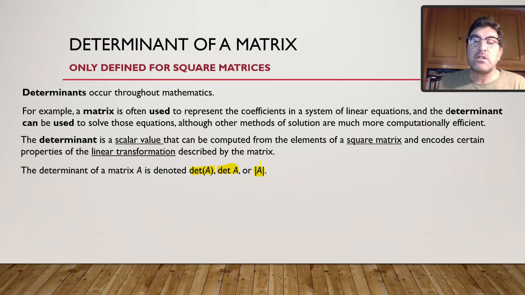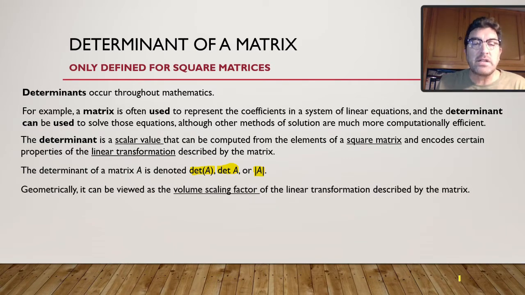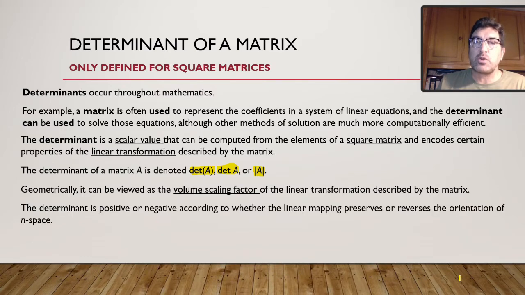Now folks, don't confuse that with an absolute value. The determinant can be negative. Having it in between two vertical bars does not mean that you have to change the sign of the determinant. Okay, so geometrically it can be viewed as the volume scaling factor of a linear transformation that is described by a particular matrix. Now we're going to deal with transformations of matrices later on. Okay, then we'll see, but there we're only sticking to matrices in 2D, so 2 by 2 square matrices.